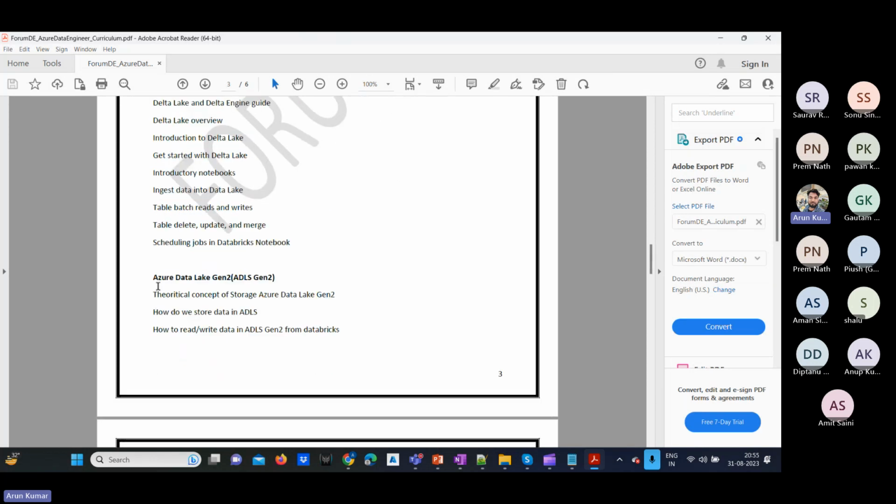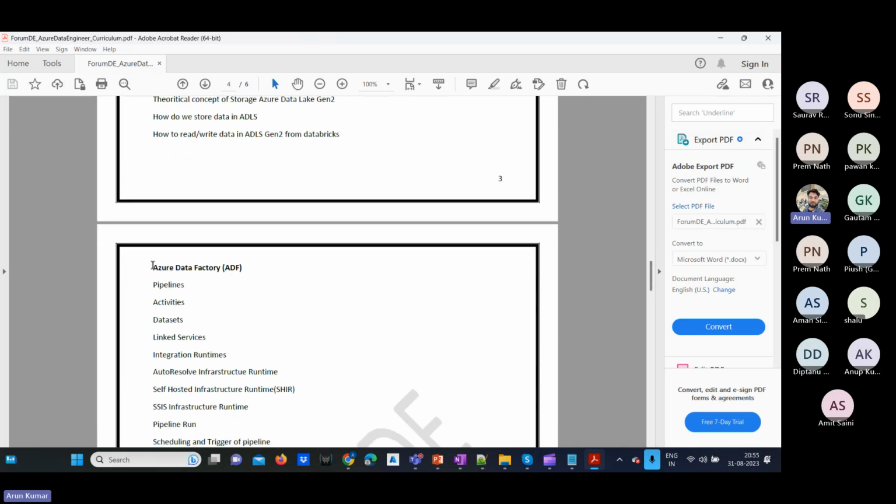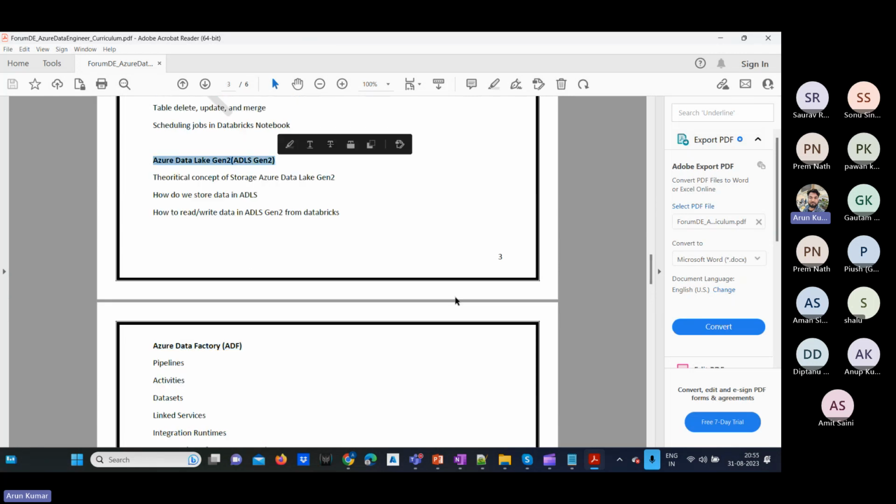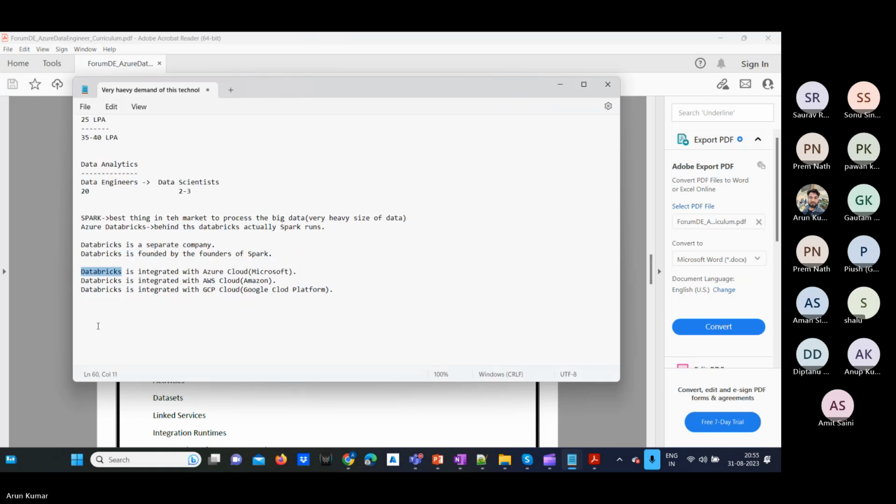Then we'll be talking about Azure Data Lake Gen 2. Azure Data Lake Gen 2 is a place where we store data in our data lake. So we'll be talking about how, in different ways, we can store our data in the data lake. Then we'll be talking about Azure Data Factory. Let me write here: Azure Data Lake Gen 2. This is a data lake on the Azure platform.